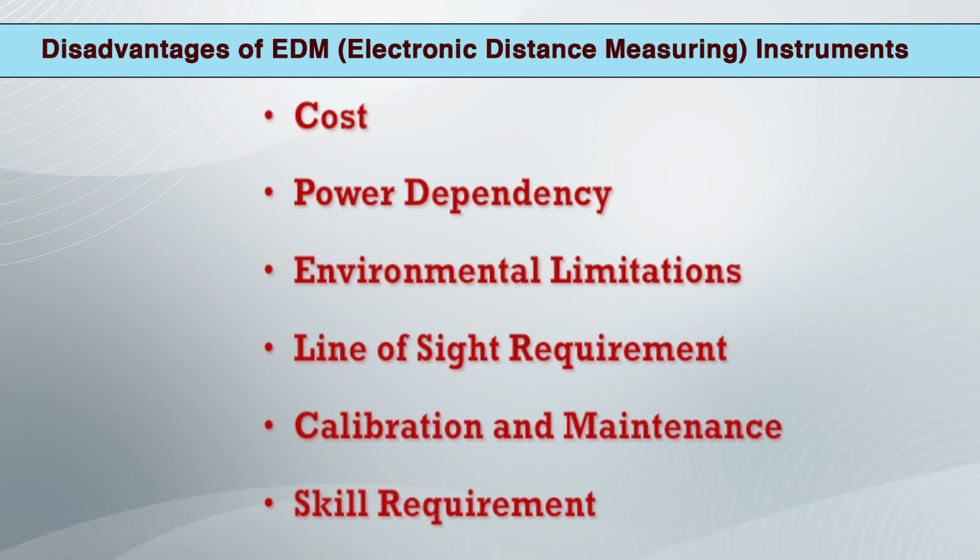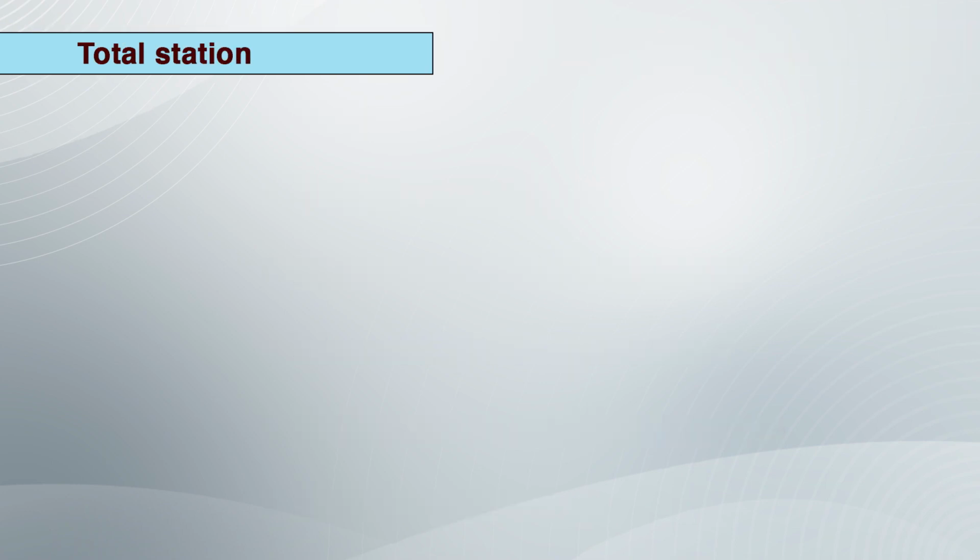Calibration and maintenance. EDM requires regular calibration and maintenance to ensure accuracy. This adds to operation cost. And the last disadvantage of EDM is skill requirement. EDM requires training and expertise to operate effectively and interpret data correctly. Let us come to our next topic, that is total station.